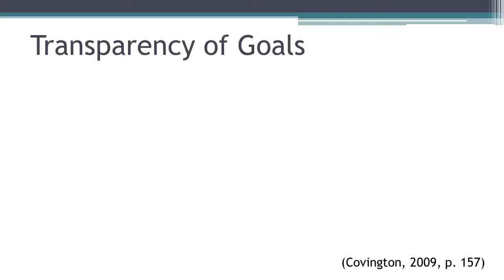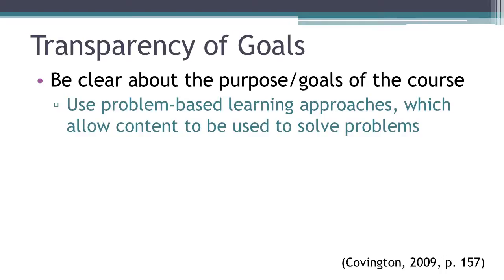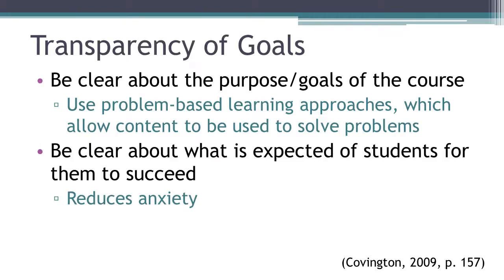First, instructors should be clear about the purpose and goals of the course. One way to accomplish this is to use problem-based learning approaches, which allow content to be used to solve meaningful problems. It's important to be clear about what is expected of students for them to succeed. When students understand the expectations, it can reduce their anxiety.